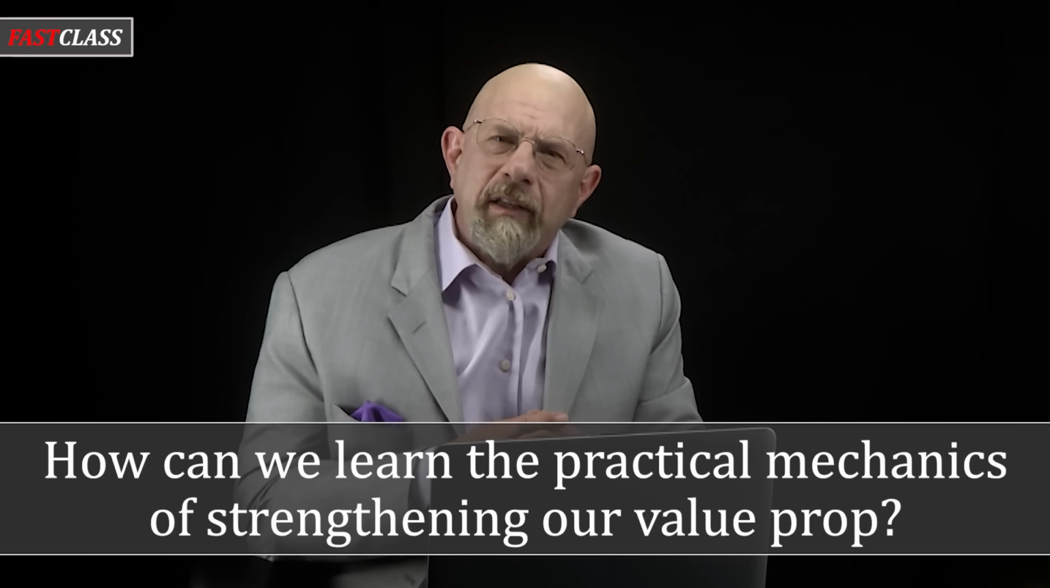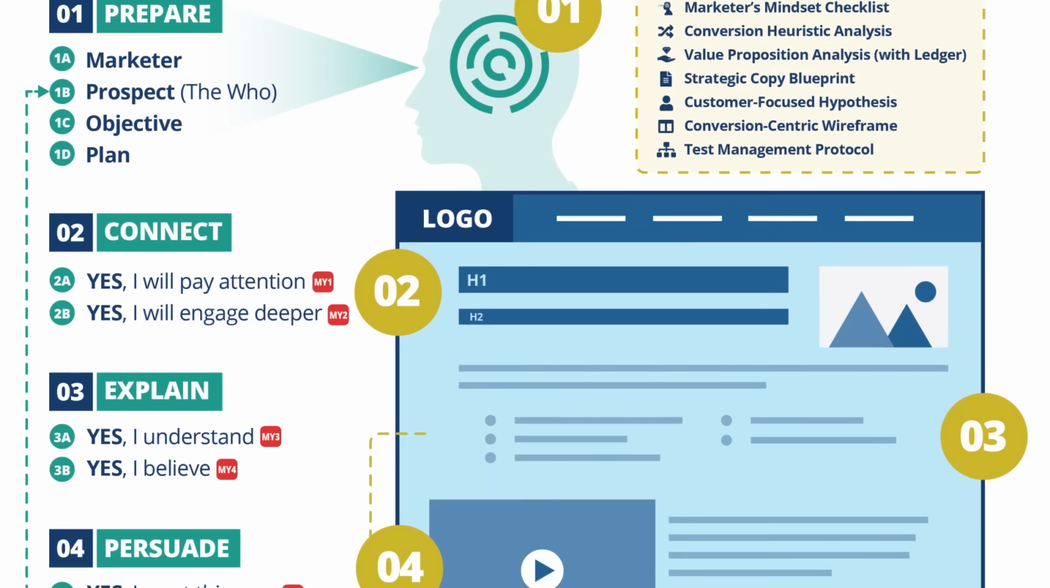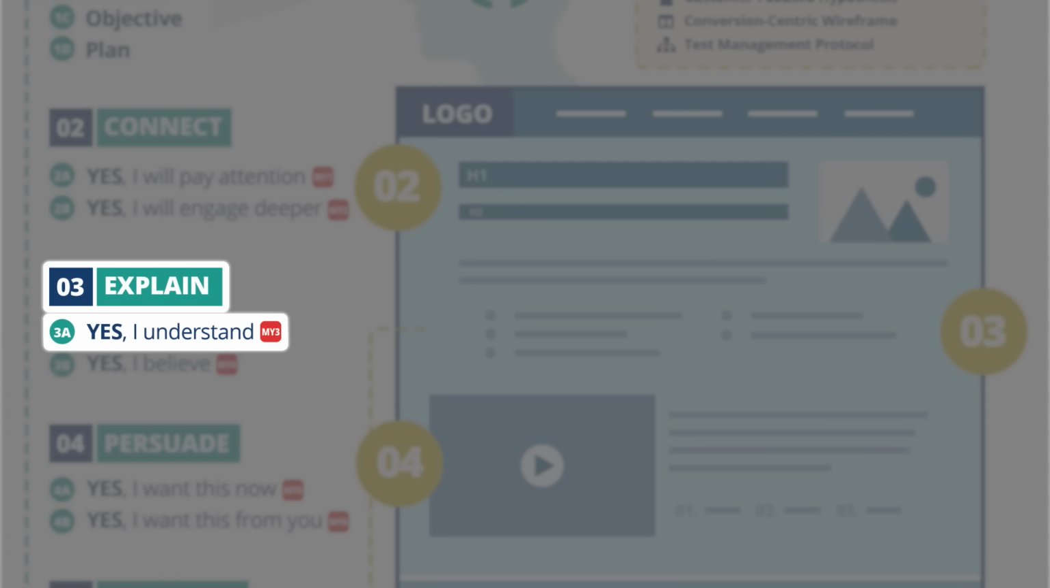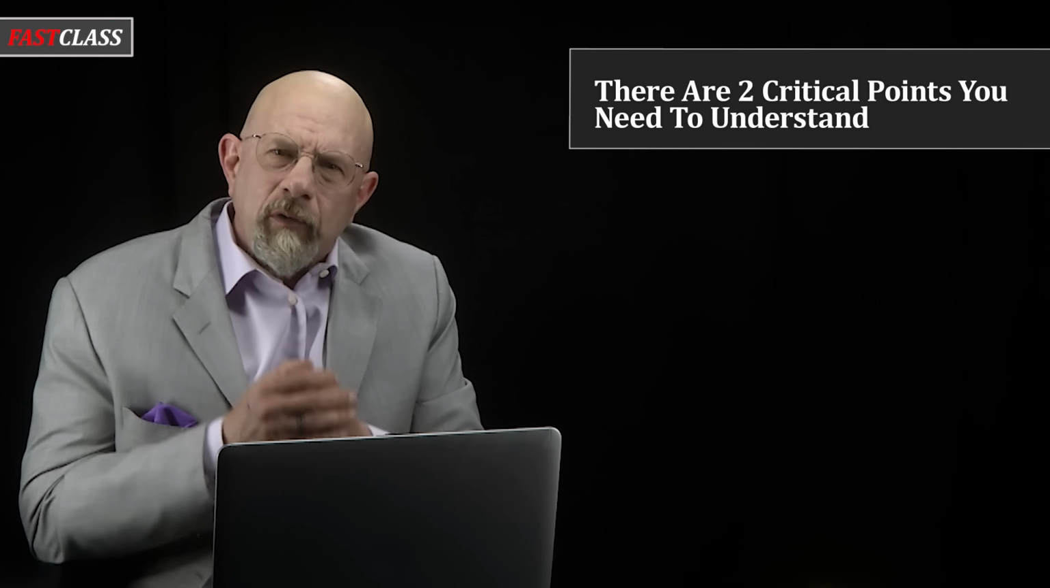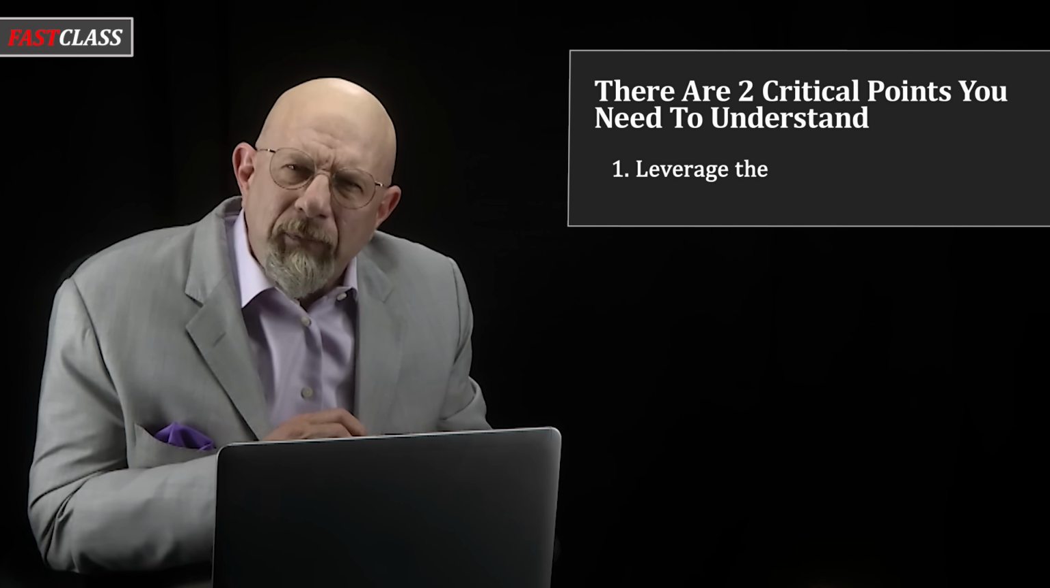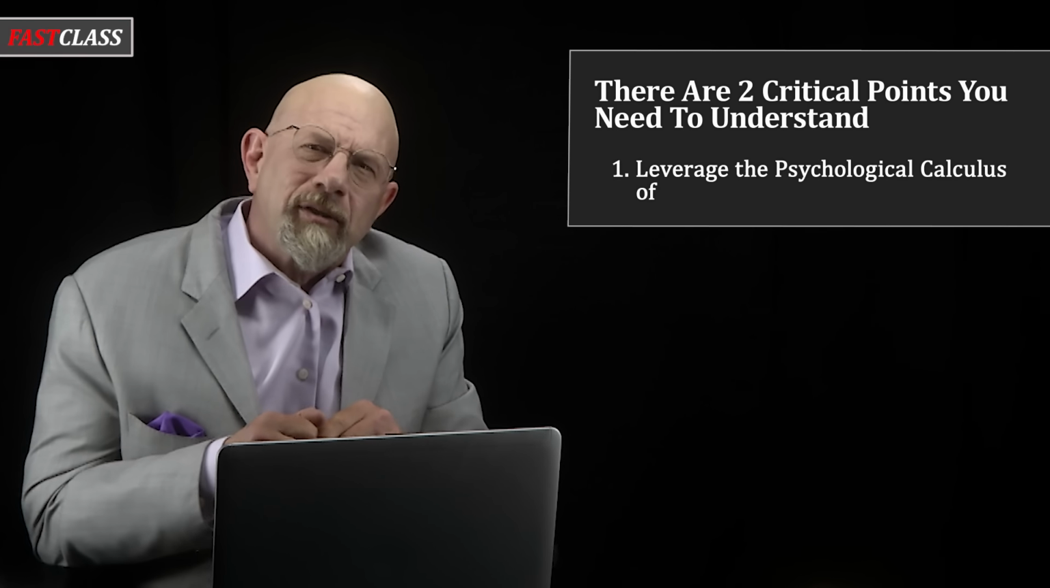But how? How can we learn the practical mechanics of strengthening the value prop? We're on section 3 of the landing page blueprint. In the last session, I taught you about appeal and exclusivity. In this, we're going to study a third concept. And there are 2 keys, 2 critical points we need to understand. First is this. We must leverage the psychological calculus of our value prop.